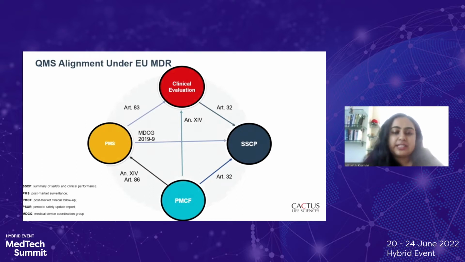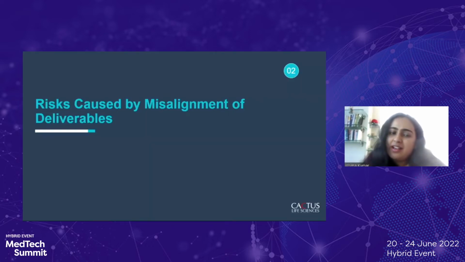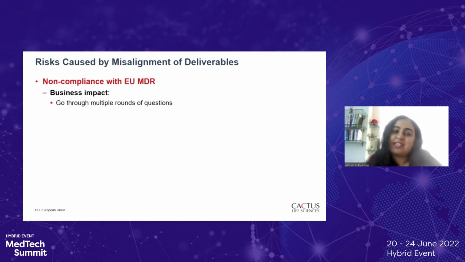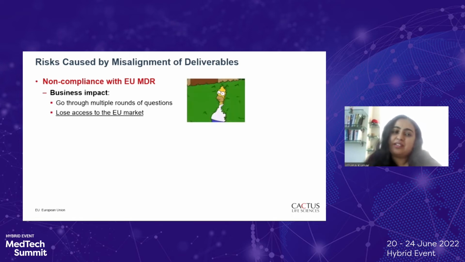So, this interconnectivity could either be a good thing or a bad thing for us. Let's take a look at some of the risks that could be caused if we don't pay attention to the interconnectivity or if our deliverables become misaligned. The major risk here is non-compliance with the EU MDR. And while we may think, okay, fine, we don't comply, we'll fix it, it's not that simple, because you end up having a big business impact here.